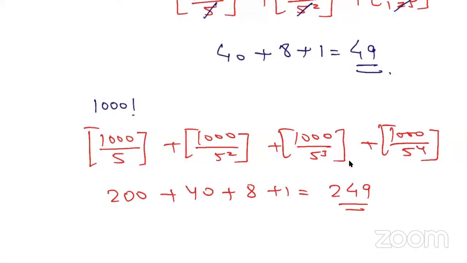Simple question, right? Very good everyone. Very good. Right, 249 zeros are there, right?